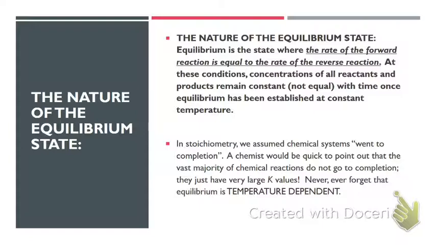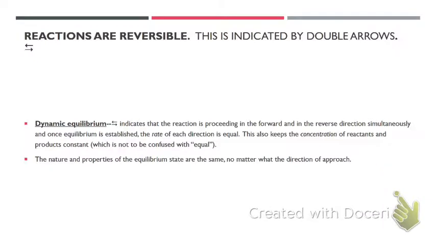We are going to be temperature dependent, just like for kinetics, where temperature affected little k. Temperature also affects, guess what it is? Big K. Okay, we will indicate that reactions are reversible by the double arrow, and that is saying, hey, they're happening simultaneously, and they are happening at equal rates. That's how you know that equilibrium is happening.